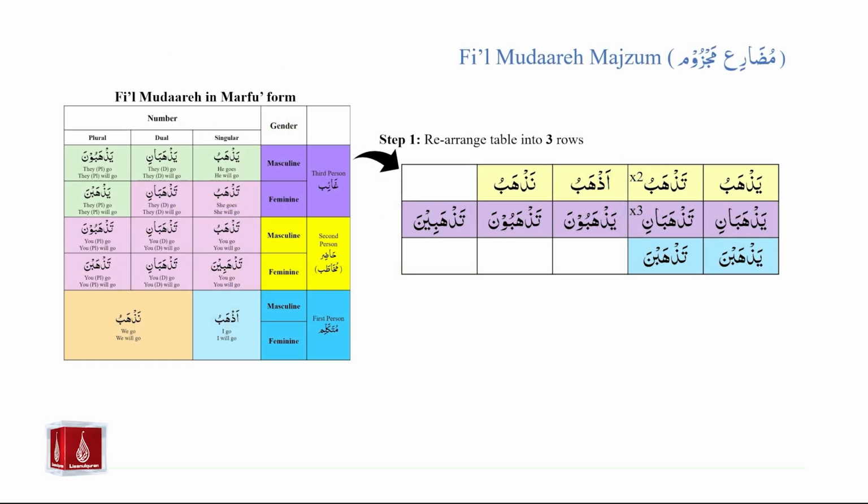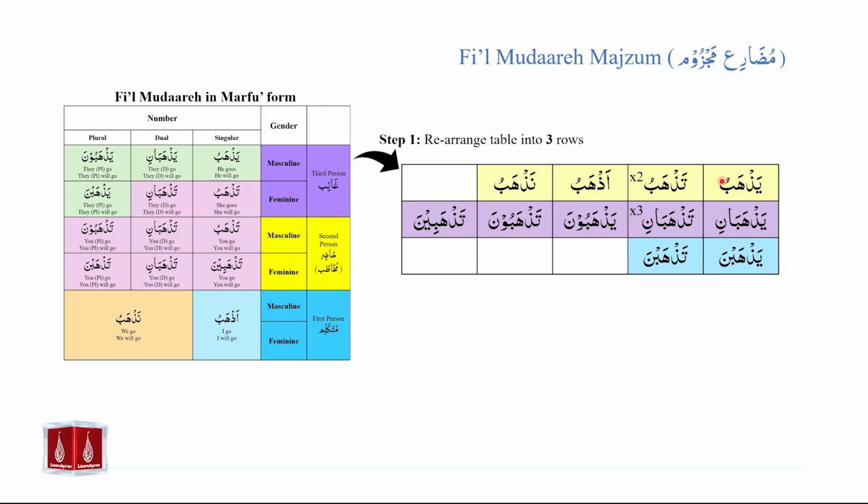To make fi'il mudare majzoom, we will need to follow certain steps. Our first step will be to take our fi'il mudare marfu table and rearrange it into 3 rows. And our fi'il mudare marfu table is as follows: yazhabu, yazhabani, yazhabuna, tazhabu, tazhabani, yazhabna, tazhabu, tazhabani, tazhabuna, tazhabina, tazhabani, tazhabna, azhabu, nazhabu. We will take this table and rearrange it into 3 rows. This is a step similar to what we did with fi'il mudare mansoob.